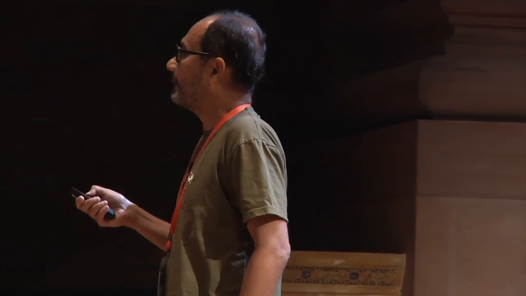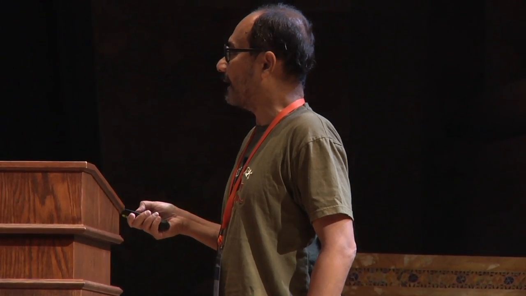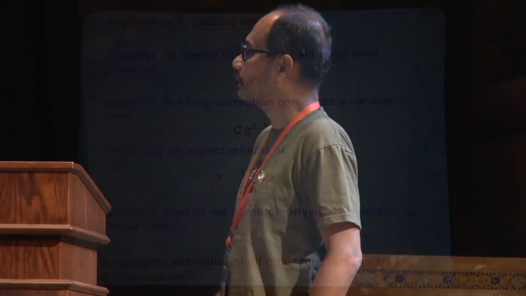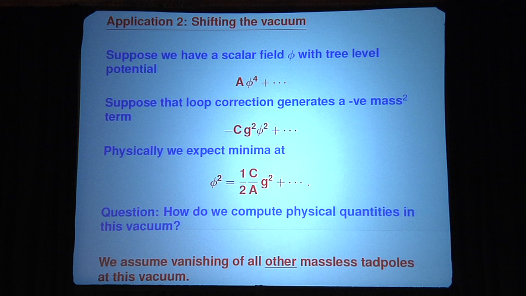So physically, one would expect that there will be a minimum at phi square equal to half c over a g square, simply by extremizing the sum of the two with respect to phi, and of course there will be corrections. The question is, how do we compute physical quantities in this new vacuum? Because this is not a conformally invariant worldsheet theory. And here we will assume that all other massless tadpoles at this vacuum vanish. This of course is no different from a conventional vacuum. In any conventional vacuum, you have to check that the tadpoles of massless fields all vanish.